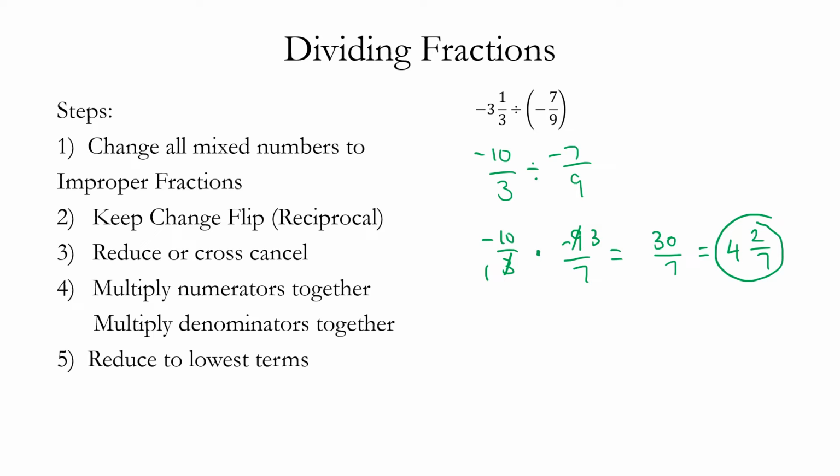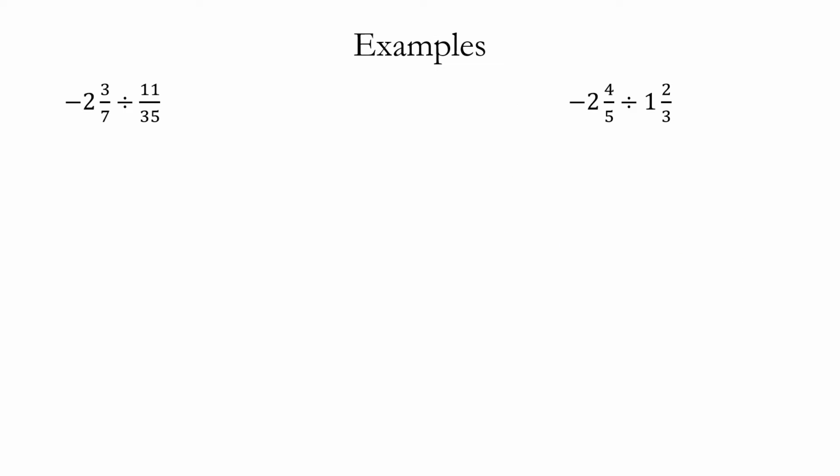Let's take a look at a few more. Alright, so looking at this, we have negative 2 3/7 divided by 11/35. I am going to convert the negative 2 3/7 into an improper fraction. So 2 times 7 is 14, plus the 3 is 17, so we have negative 17/7, and that's divided by 11/35. Now I'm going to keep, change, flip, so negative 17/7 I keep. I change that to multiplication, and I flip the fraction, so I do the reciprocal, which becomes 35/11.